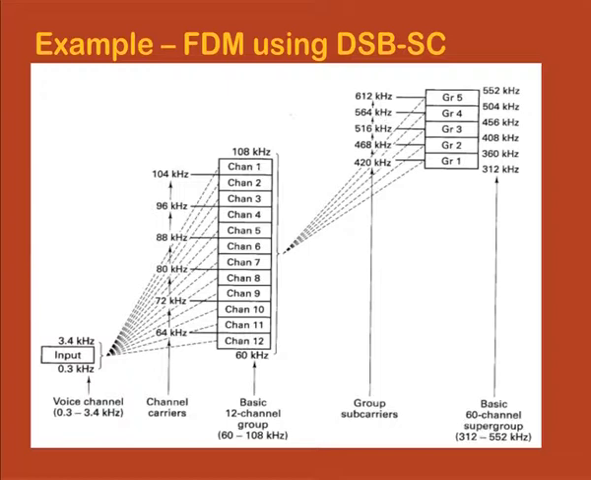We can call this a basic 12 channel group, and such groups are then again amplitude modulated onto subcarriers which are separated by a distance of around 48 kilohertz. So, these subcarriers could be 420 kilohertz, 460 kilohertz, 516 kilohertz, 564 kilohertz and 612 kilohertz, and whereby we can actually transmit multiple voice data onto the same physical medium using FDM.